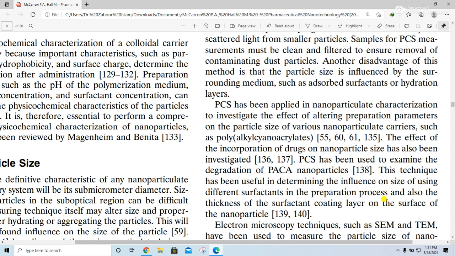PCS has been applied in nanoparticulate characterization to investigate the effect of altering preparation parameters on the particle size of various nanoparticulate carriers such as polyalkyl cyanoacrylates. The effect of the incorporation of drugs on nanoparticle size has also been investigated. PCS has been used to examine the degradation of PSA nanoparticles, and this technique has been useful in determining the influence on size of using different surfactants and preparation processes, and also the thickness of the surfactant coating layer on the surface of nanoparticles.